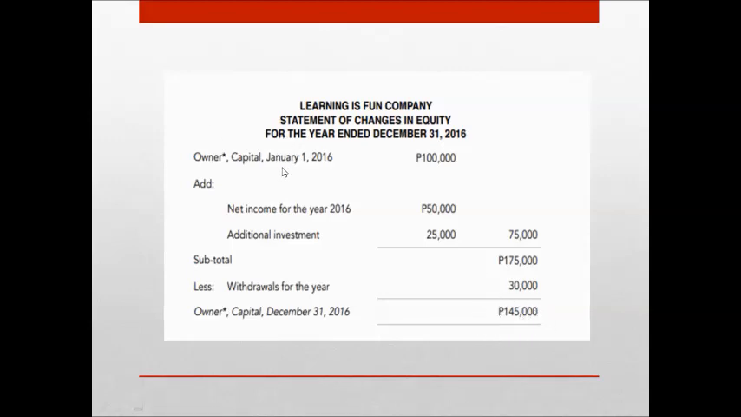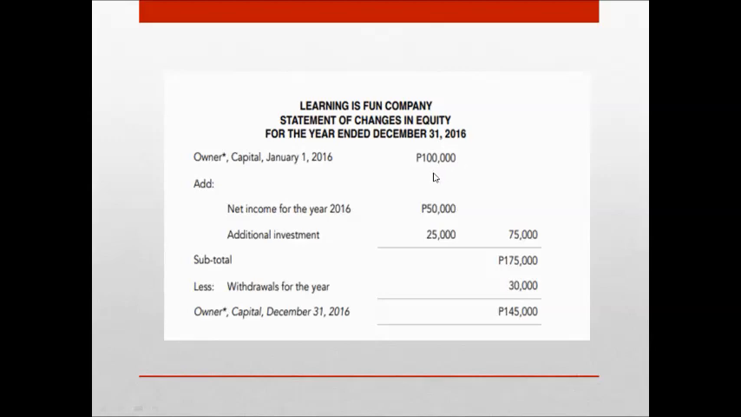So again, meron tayong beginning capital, which is the initial investment, the net income. So this will be the reason why we need to prepare first our statement of comprehensive income, kasi it will be forwarded sa ating statement of changes in equity. And that's going to be also the reason why nominal accounts or our temporary accounts need to be closed, kasi ang mga balances nila, it will be just forwarded sa ating statement of changes in equity. Okay? So again, una nating ipe-prepare ang statement of comprehensive income before we can prepare a statement of changes in equity. So ito ang format ng ating statement of changes in equity.